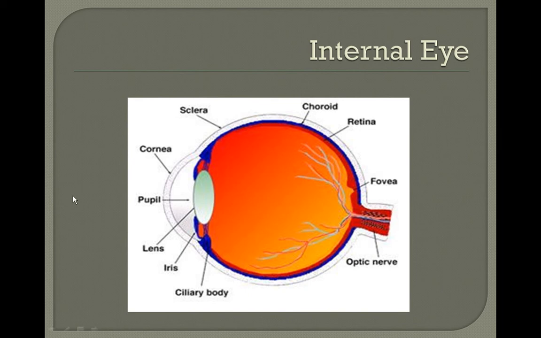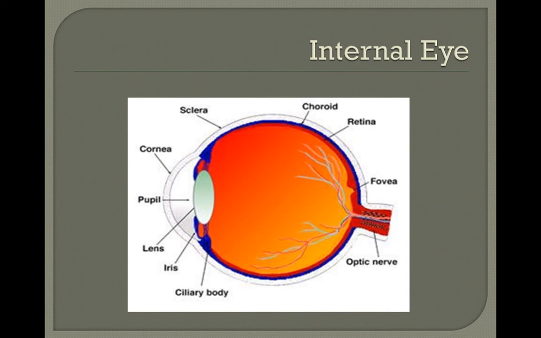Next, we'll discuss the lens. The lens lies behind the iris, and the function of the lens is to bend light rays so that they fall onto the retina. So again, the lens is responsible for bending light rays so that they fall onto the retina.